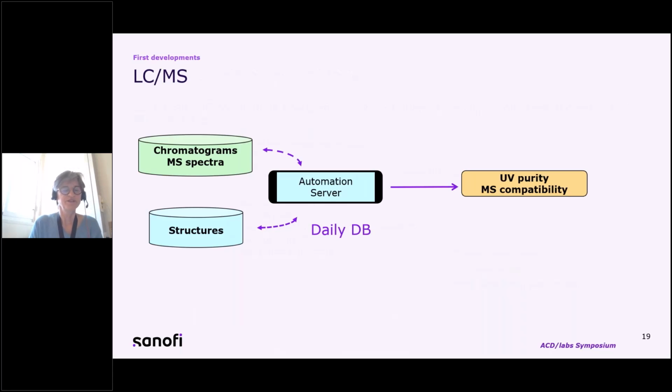So for the LCMS, we started to think of an automated system 2 years ago. And we built a simple system with a daily database. When chromatograms, MS data, and structure are stored, the system interprets chromatograms and structures, and then gives results on UV purity and MS compatibility automatically.